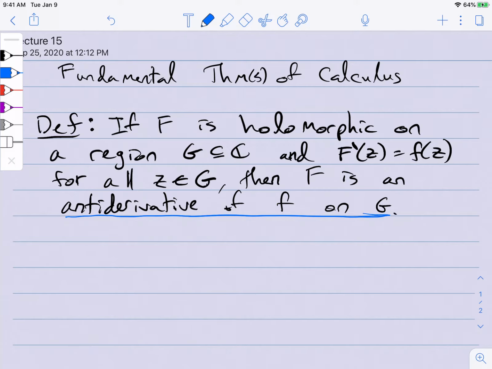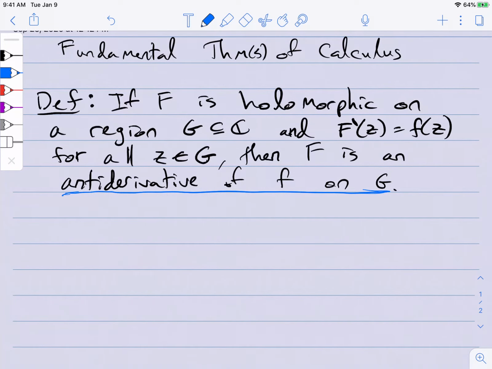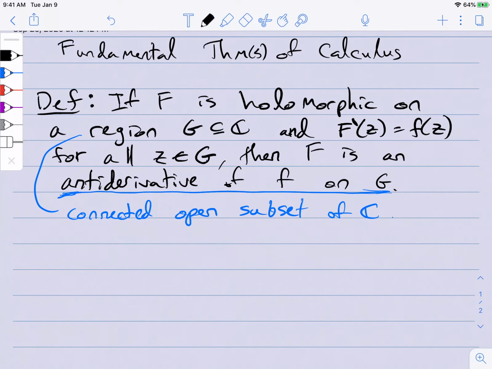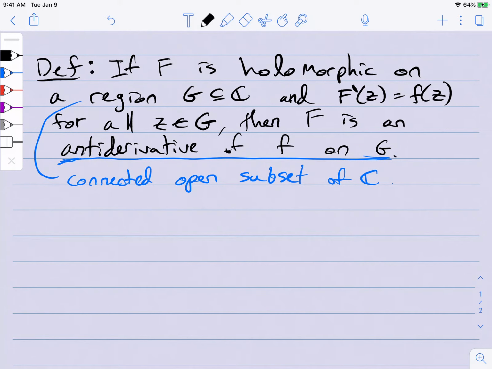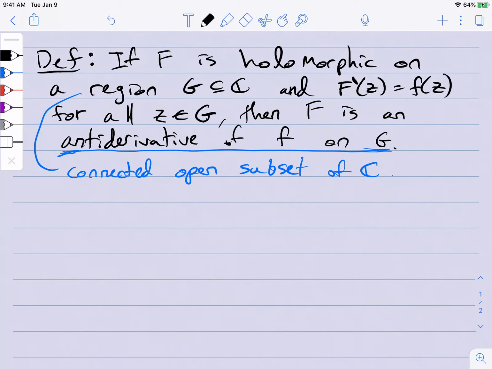And this G is really important in the definition. It's going to make a big difference in some of our computations. So we're not just going to say, oh, we have an antiderivative. We're always going to say we have an antiderivative on some certain region. And we have to be careful what that region is. Remember, the definition of a region is just a connected open subset of C. So the thing to think of is an open disk, or maybe a union of open disks, which is still connected. Okay, so that's the definition.